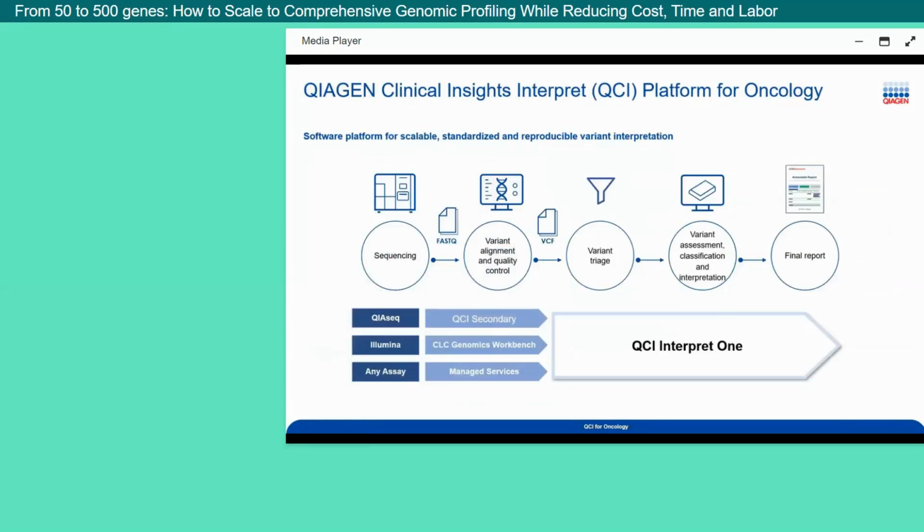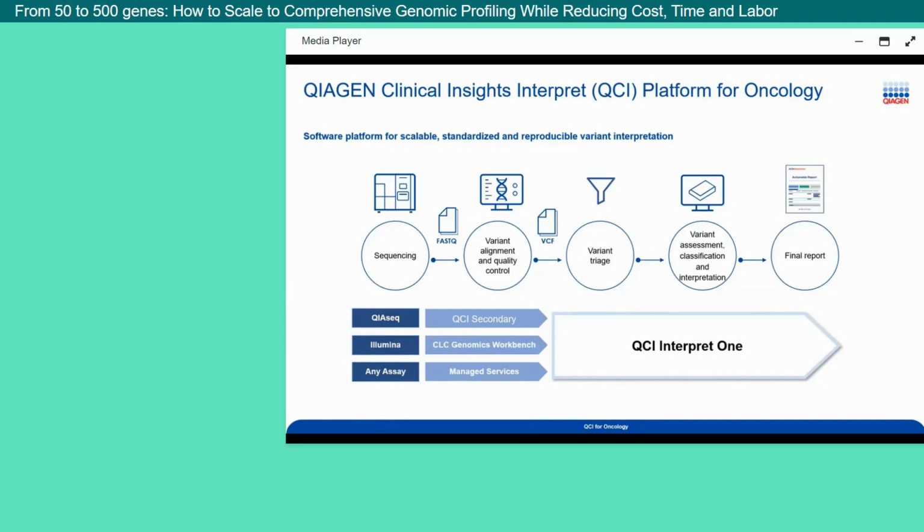So this is to orient ourselves here a little bit. The QIAGEN Clinical Insights platform consists of flexible software tools enabling a seamless, fast sample-to-report solution for any panel and any sequencer. There are various different secondary analysis solutions that seamlessly connect to QCI's tertiary oncology analysis software, QCI Interpret One. And today, we're going to dive deeper into QCI Interpret One and specifically how you can identify incidental findings and interpret co-occurring variants.